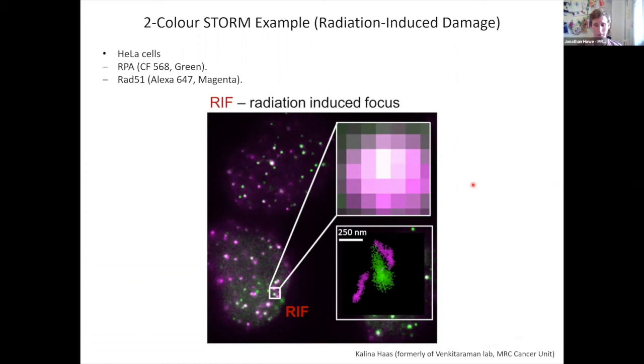Okay, so here's an example of some multicolor STORM imaging. So this was given to me by Kalina, formerly of the MRC Cancer Unit. She was interested in radiation-induced damage and DNA repair. And I think you can clearly see here that in the diffraction limited image, in the wide field image, these two molecules, RPA and RAD51, are not very well resolved, whereas in the STORM image, they're very well resolved.